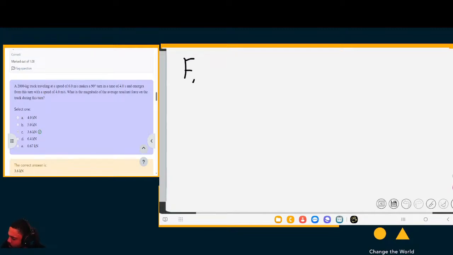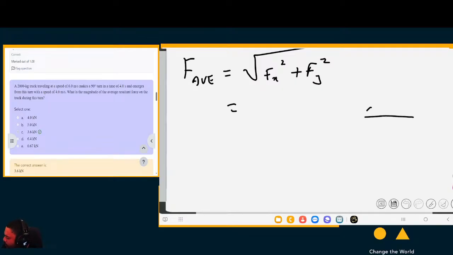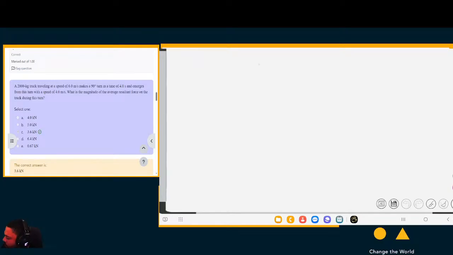Average force is then equal to the square root of the force in the x direction squared plus the force in the y direction squared. This is the resultant force that we are getting. Let me just redraw it. The force is 3000 newtons in that direction, and then it is 2000 newtons in that direction. This is the force alone, in the respective directions.